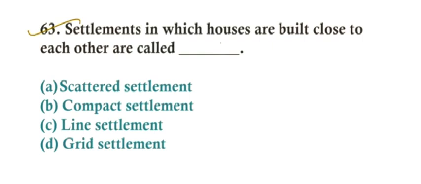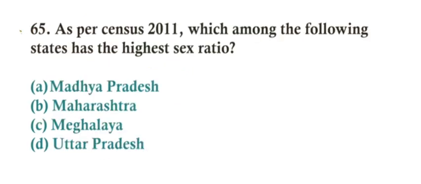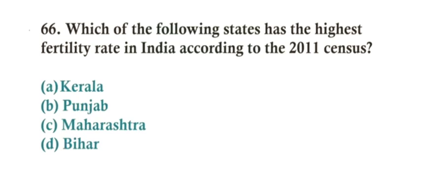63. Settlements in which houses are built close to each other are called? Option number B, compact settlement. 64. According to the census 2011, what is the nearest value of the tribal population in India? Option number C, 10.42 crore. Question number 65. As per the census 2011, which among the following states has the highest sex ratio? Option number C, Meghalaya.